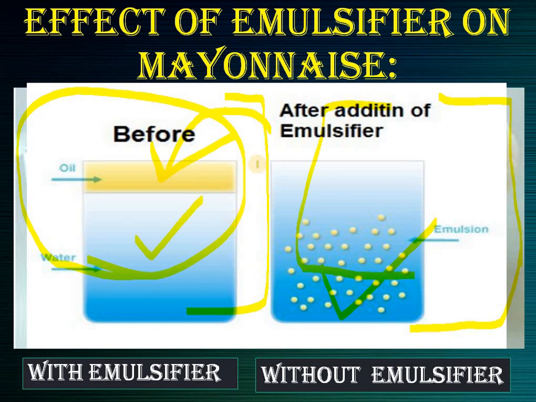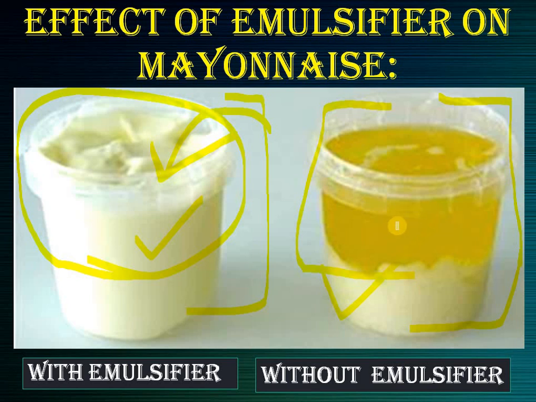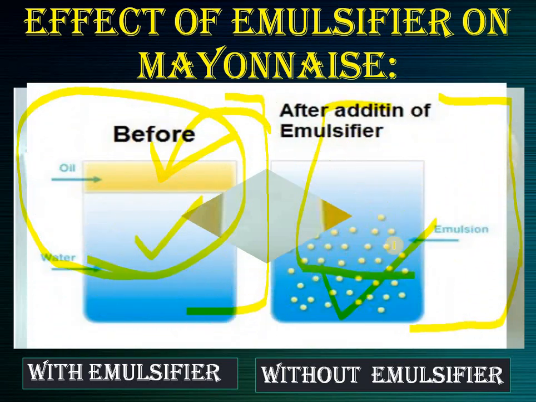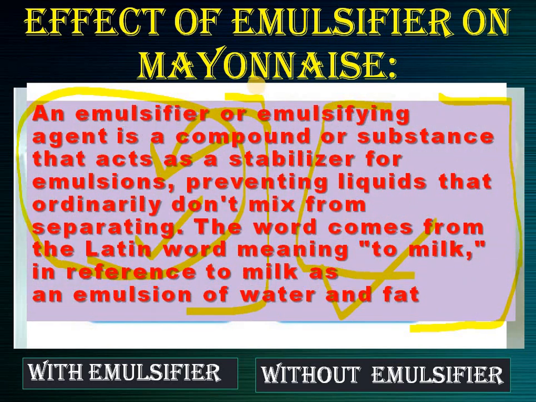Now the next is the effect of emulsifier on mayonnaise. As I told you earlier, the oil separation is easily seen here. This is oil separation, and this is after addition of the emulsifier. Moving on, an emulsifier or emulsifying agent is a compound or substance that acts as a stabilizer for emulsions, preventing liquids that ordinarily do not mix from separating from each other. The word comes from the meaning to milk, in reference to milk as an emulsion of water and fat, as we know that milk is a good emulsion of water and fat.